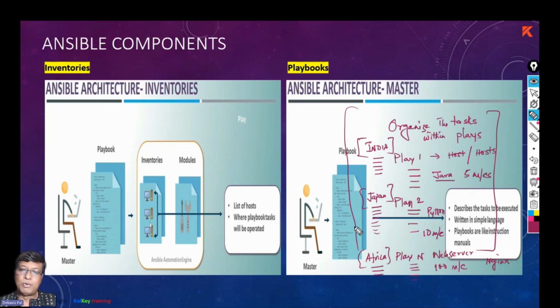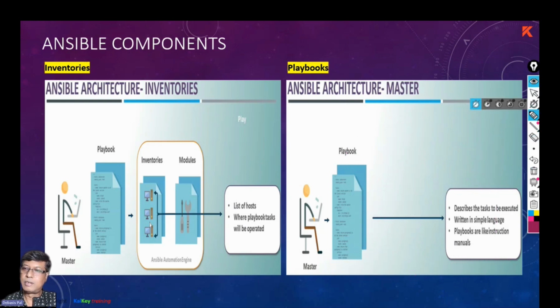So in one playbook, you have done so many tasks. Can you imagine? In all the India servers, you have installed Java. In all the Japan servers or hosts, you have installed Python. And in all the servers or hosts in Africa, you have installed the web server, Nginx. In one go, you just have to use an Ansible command to execute the playbook. That's all. Any question? So let us move ahead.